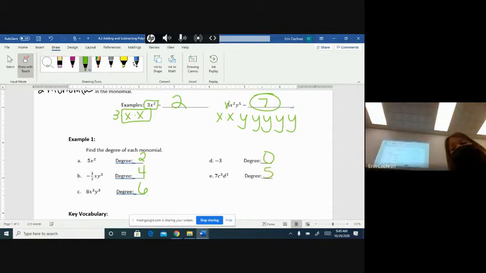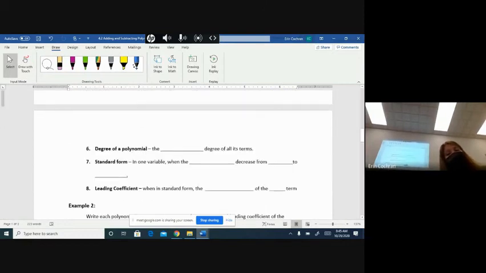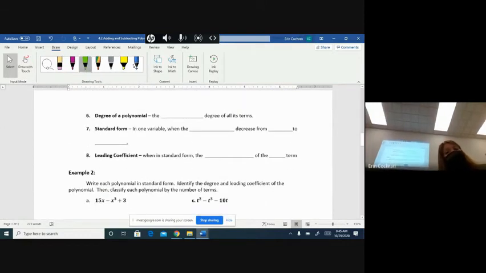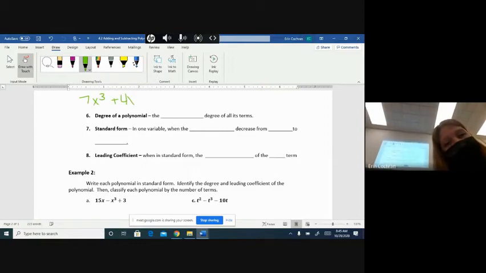All right. So these are the degree of a monomial. Now, degrees of polynomials are different. And again, what's a polynomial? We throw in plus and minus signs. So like 7x cubed plus 4x squared minus 6x plus 7. Something like that. Okay. Just read them.